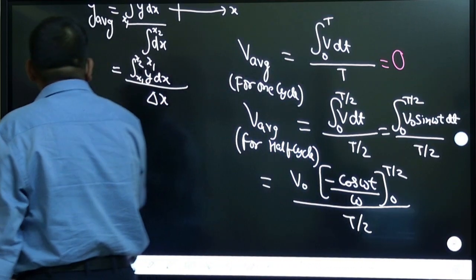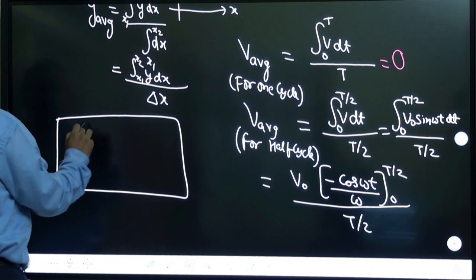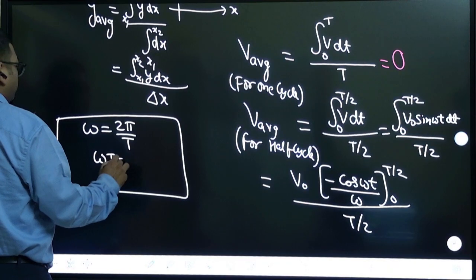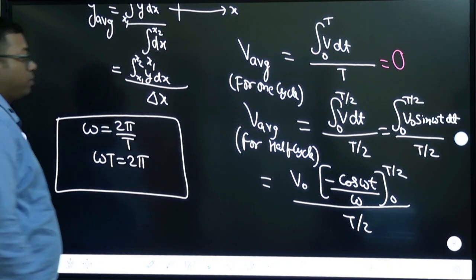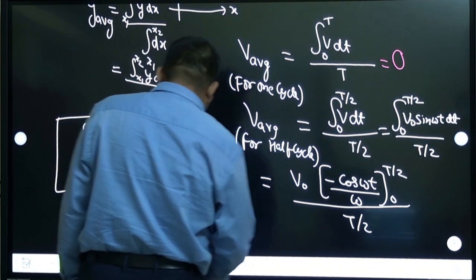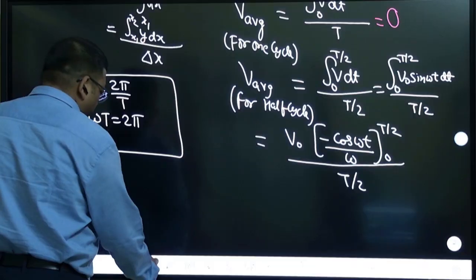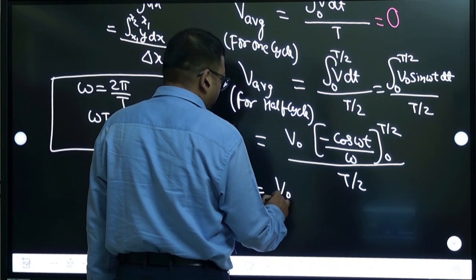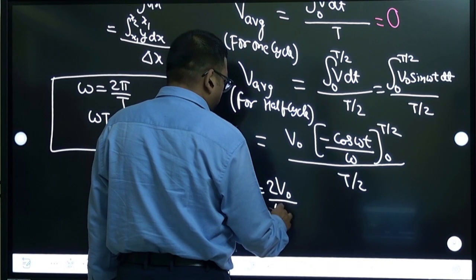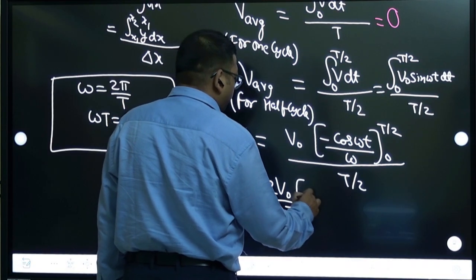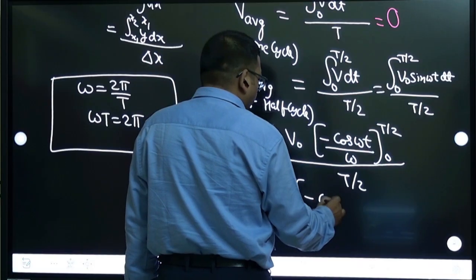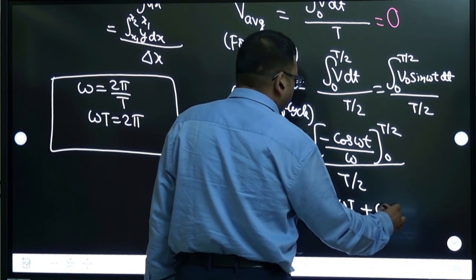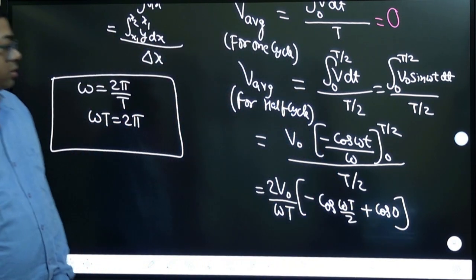All of us should know that omega is 2 pi by time period, which means omega T is 2 pi. Let us try to substitute there. So V naught, 2, I will write on this side, and it becomes omega T, and then minus, cos omega T by 2 minus, minus plus cos 0. This is what we are going to get, right?